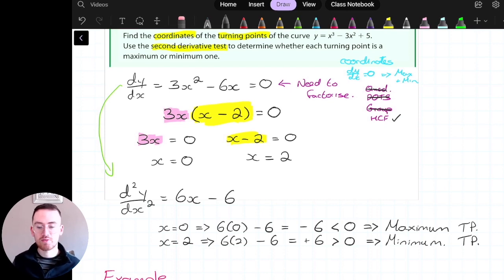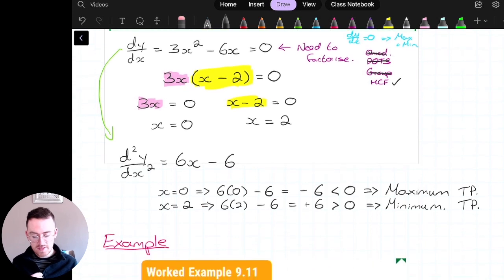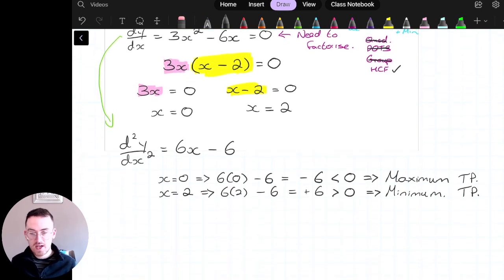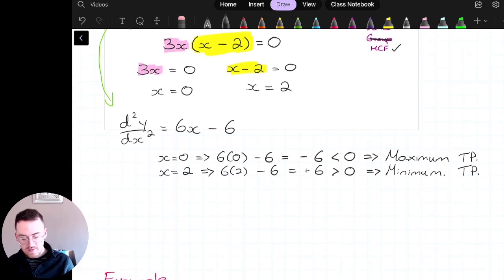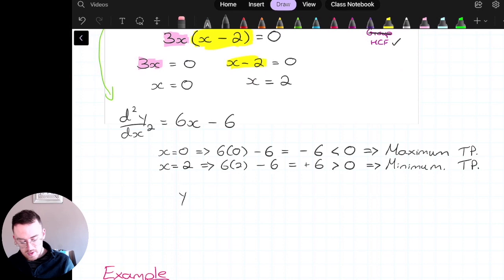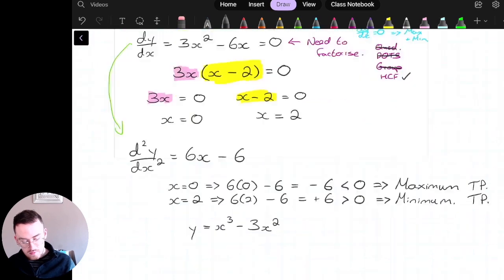Now we do know from what we've said at the start, we're looking for coordinates, not just an x value. We need the coordinates of our turning points. So to find those out, we're going to have to look for the y values. Going back to our function from the start, we can write it out again for ourselves. So y is equal to x cubed minus 3x squared plus 5.